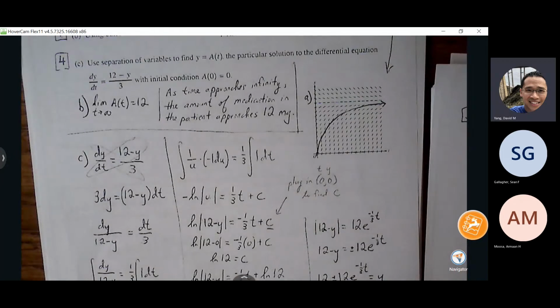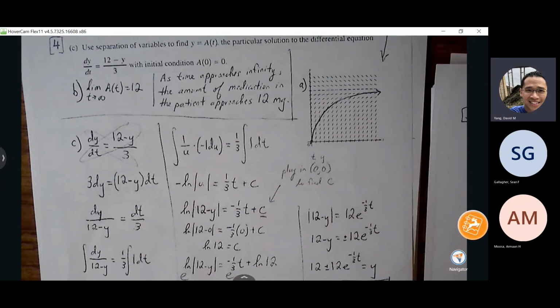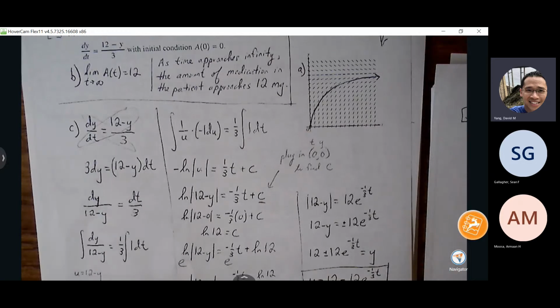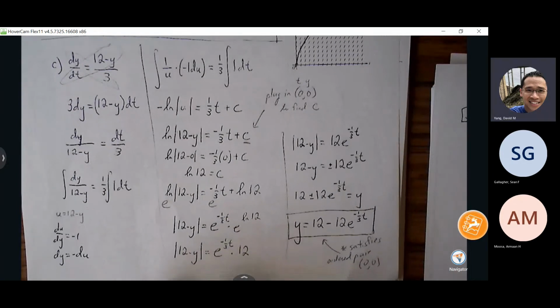2021 is not a fun year for FRQs, but they really packed a lot of things into this FRQ.